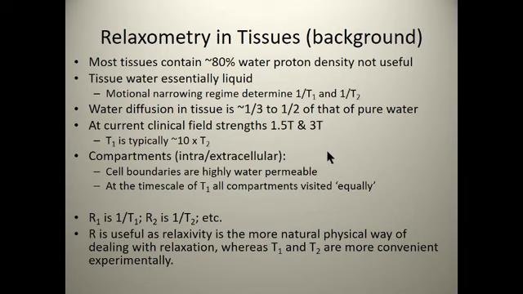Then we've got compartments: intracellular and extracellular compartments, and other compartments. But the cell boundaries are actually highly water permeable, and on the timescales of T1, all those compartments are visited equally. That's quite an interesting characteristic. And just a reminder, because sometimes we have to talk in terms of R1s: R1 is 1 over T1. R is useful as a relaxivity. It's the more natural way of describing some of this relaxation, whereas T1 and T2 are more convenient experimentally, so we might use them interchangeably.